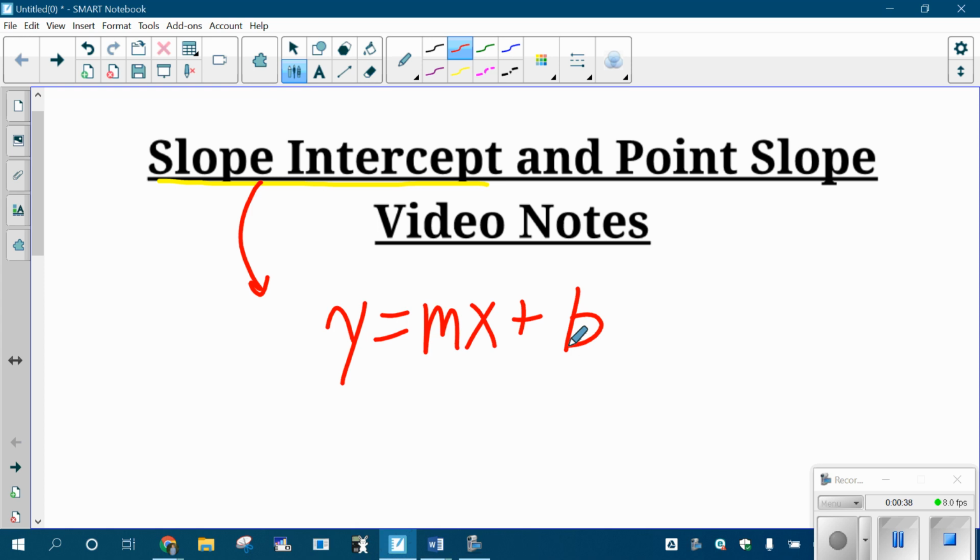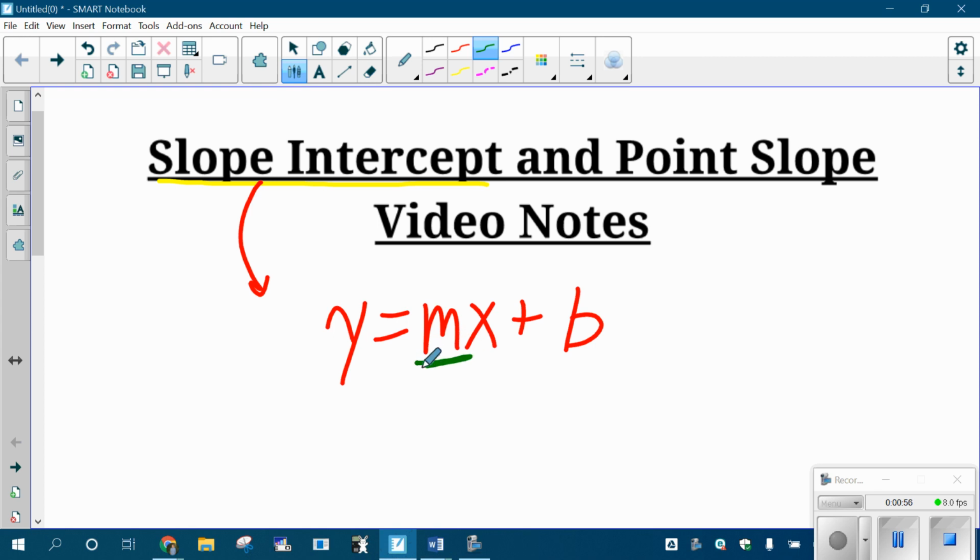That's y equals mx plus b. Slope-intercept is the fancy name for y equals mx plus b form. Okay? So slope-intercept form is y equals mx plus b form. So it tells you the equation of a line. We messed around with this in the Desmos thing.